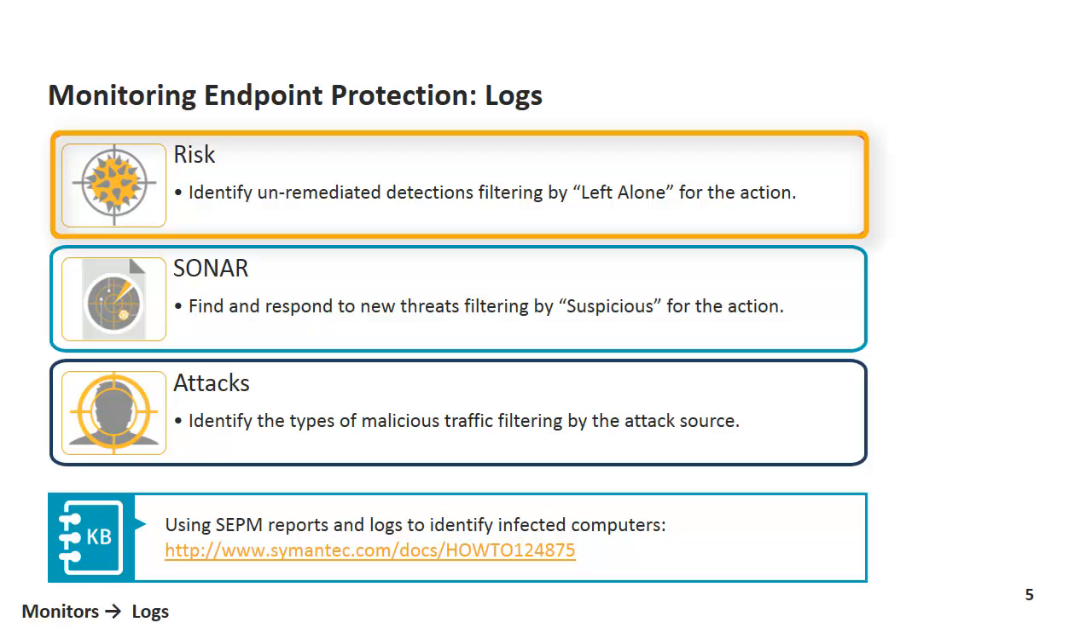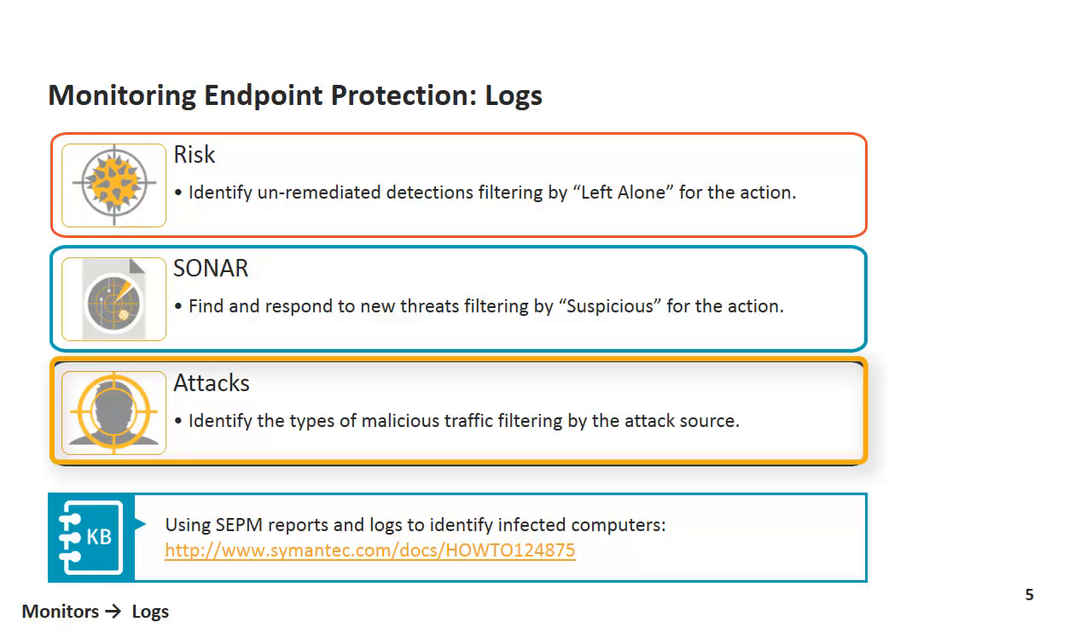Create a filter that searches for left-alone detections in the risk logs. When a detection shows a result of left alone, it means that SEP was unable to remediate the threat. It could be a file is in use, or you don't have permissions for the file. Another sign of an incident in progress is a large amount of suspicious detections from SONAR. If SONAR is flagging a file as suspicious, it's possible that the environment is dealing with a new threat. You can find and respond to new incidents by filtering by suspicious for the action.